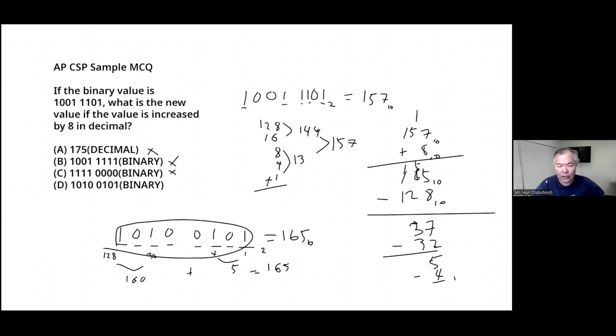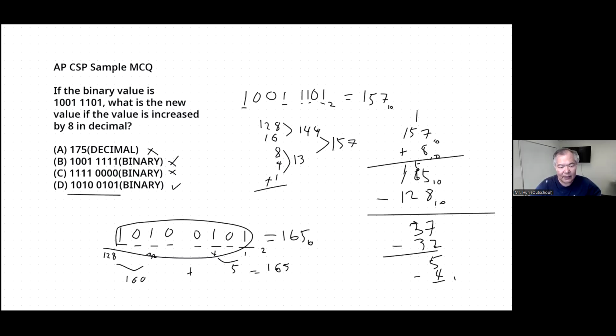Also, without having to convert the correct answer from decimal to binary, we already know A is incorrect, because when we did the decimal math we got 165. That could have been a possibility, or this could have been a possibility. But C could not have been a possibility.